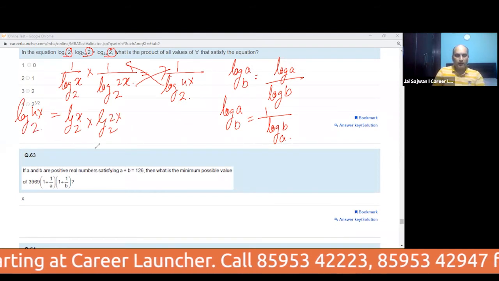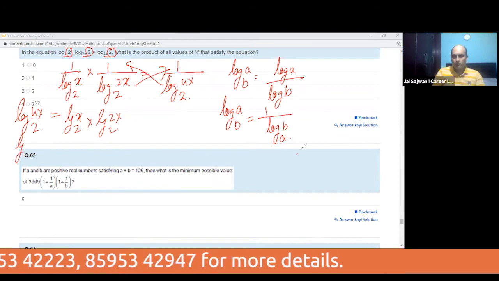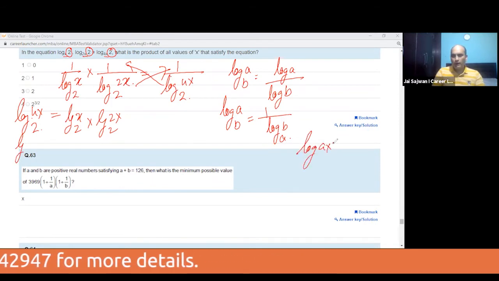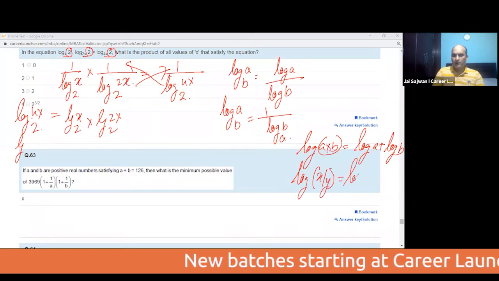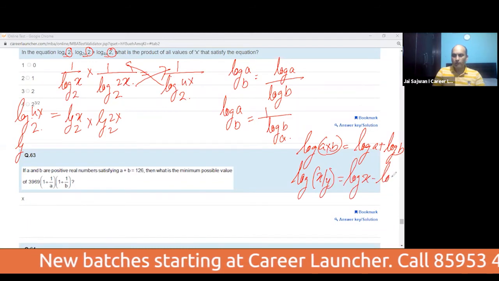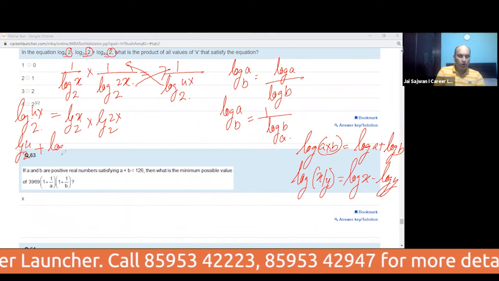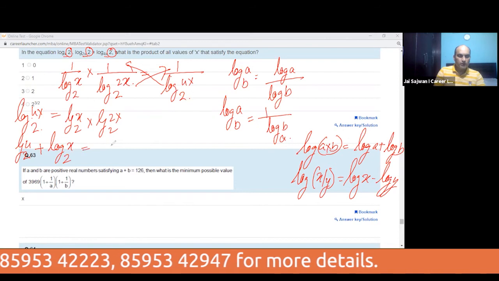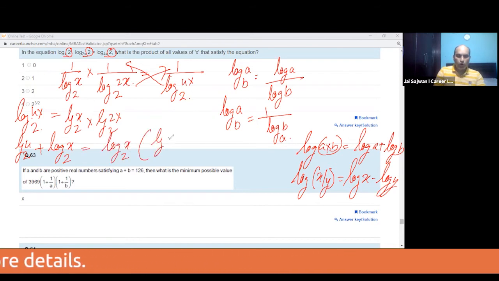Now what to be done here is log of 4x. I can write, one formula that I want to tell. Log a into b, if the values are multiplying, we can write it as log a plus log b. If somewhere it is written as log of x by y, I will write it in the form of log x minus log y. So here I go, I will say log 4 base of 2 plus log x base of 2 is equal to log of x base of 2 into log 2 plus log x base of 2.